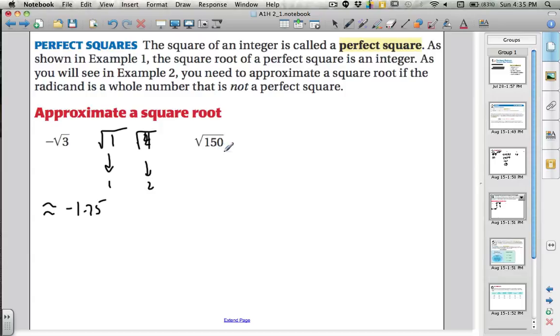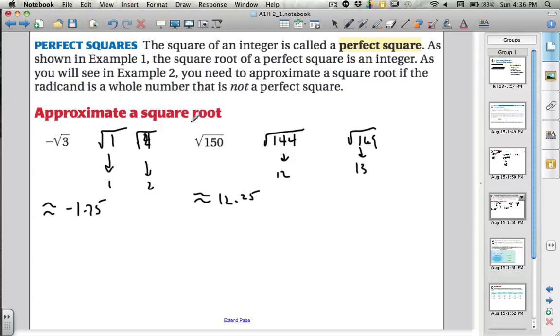Likewise, if we take a look at the square root of 150, I know that 144 is 12 squared, and that's close to 150, and I know that 169 is 13 squared. So the square root of 150 is going to be between 12 and 13, but a little closer to 12. So I'm going to say that it's approximately, and that's what this squiggly equal sign means, approximately, let's say maybe 12.25 or something like that.